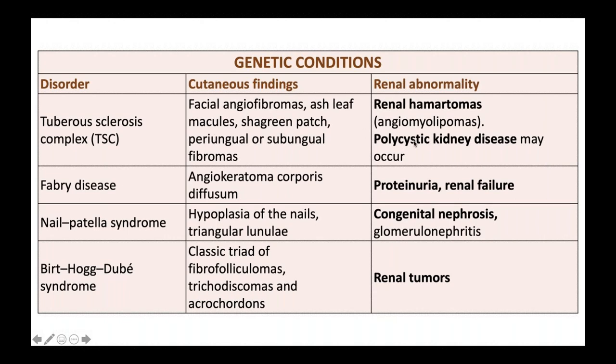The renal abnormality in this case is renal hamartomas, and there's an association with polycystic kidney disease. Fabry disease, so the lesions are what are known as angiokeratomas. They are reddish papules, and they can have a slightly reddish black appearance at times. And the association again is with renal failure. Nail patella syndrome is associated with hypoplasia of the nails and triangular lunula.